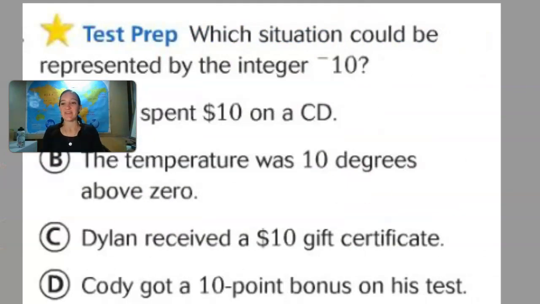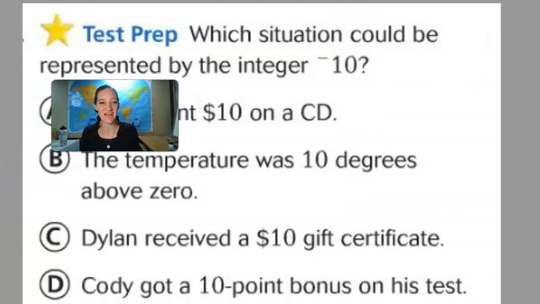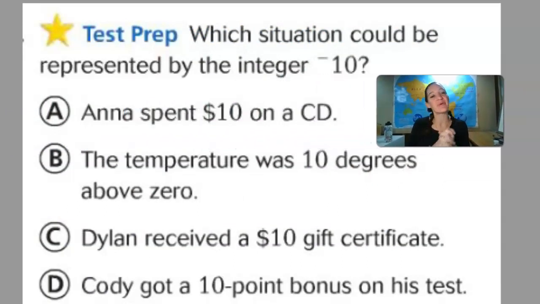All right. So here's your test question. Now that we've talked about it, you're going to figure this one out. Which situation could be represented by the integer -10? A, Anna spent $10 on a CD. B, the temperature was 10 degrees above 0. C, Dylan received a $10 gift certificate. Or D, Cody got a 10-point bonus on his test. Which one is a negative integer?